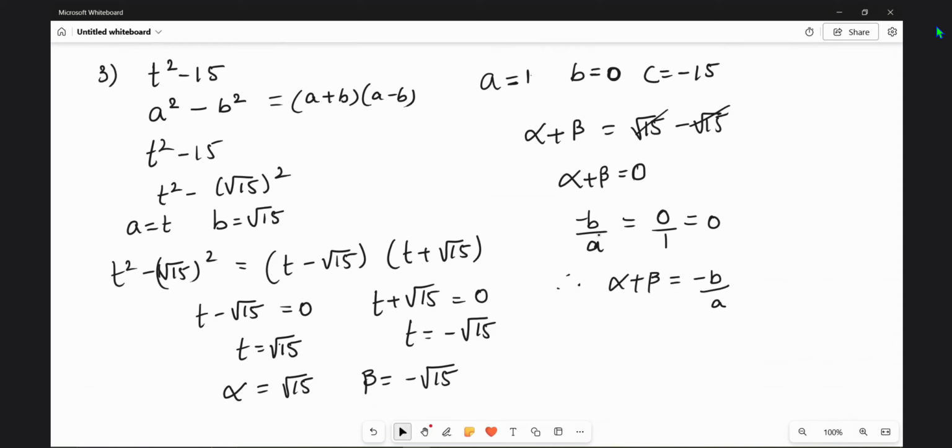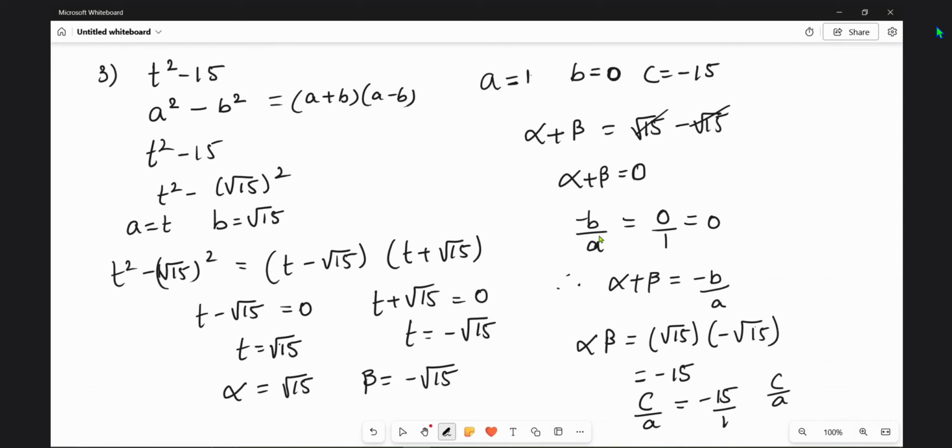Okay. Now alpha into beta, root 15 into minus root 15. So root 15 into root 15 will be equal to 15, right? Plus into minus, minus. So you will get minus 15. Now c by a. So what is c here? Minus 15 and a is equal to 1. C by a is equal to minus 15.